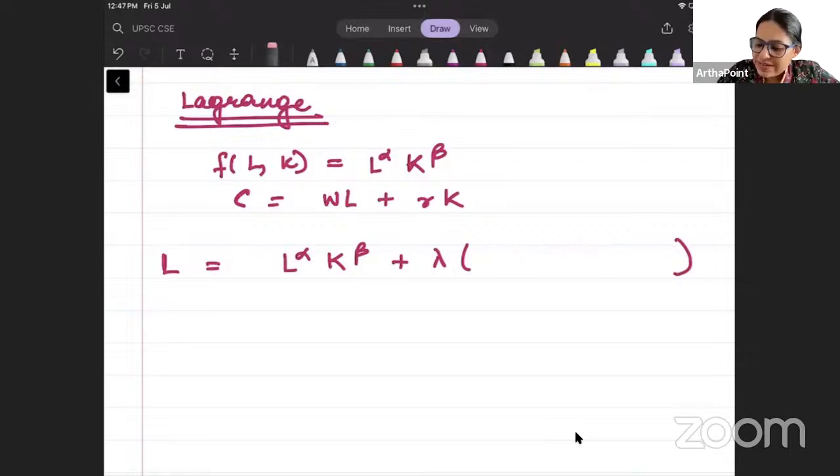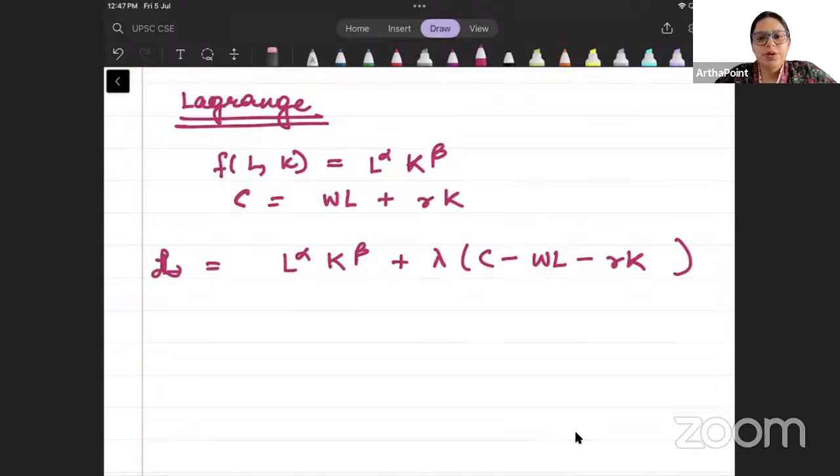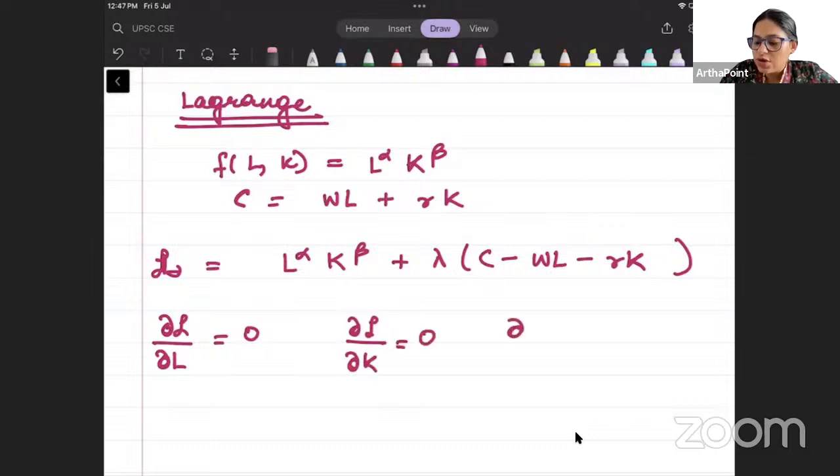Reverse भी लिख सकते हो. Does not alter your answer. You can also write C minus WL minus RK. So this will be your Lagrange that you have formulated. You can differentiate your Lagrange with respect to L, equated to 0. Differentiate your Lagrange with respect to K, equated to 0. Differentiate your Lagrange with respect to lambda and equate to 0. This is another thing which you can do. So up to you, whether you want to go through this approach or the other approach, it is fine.